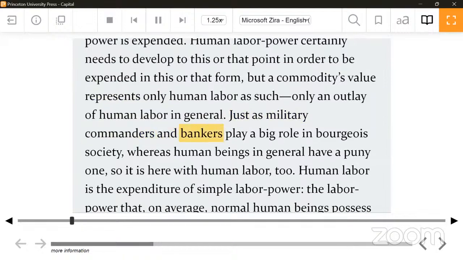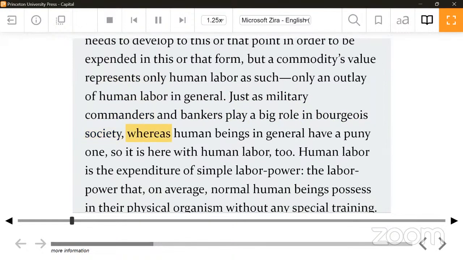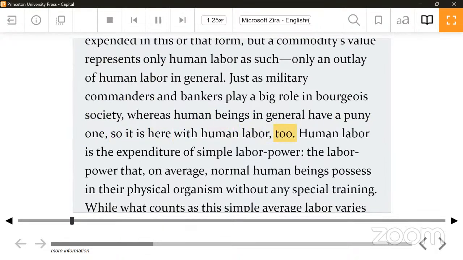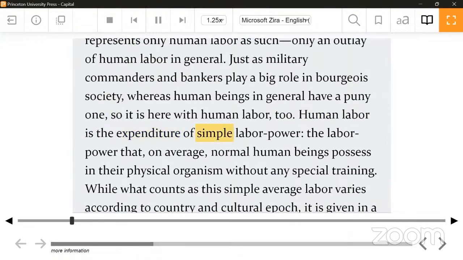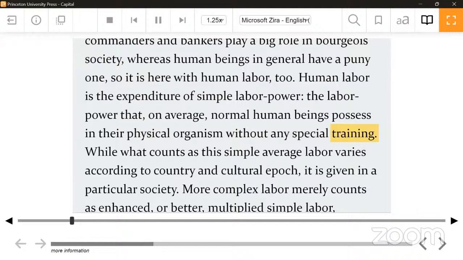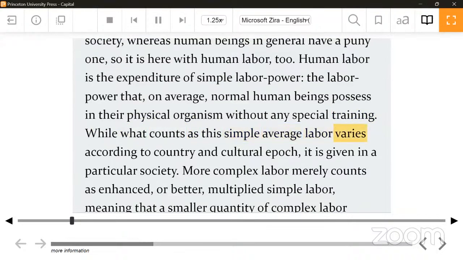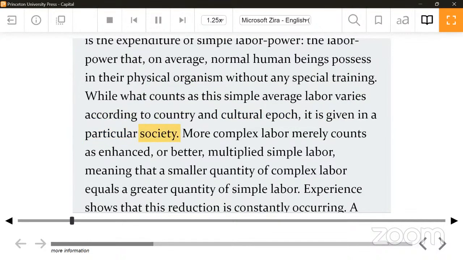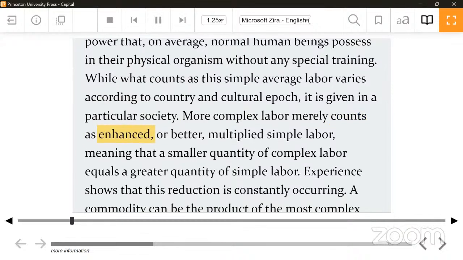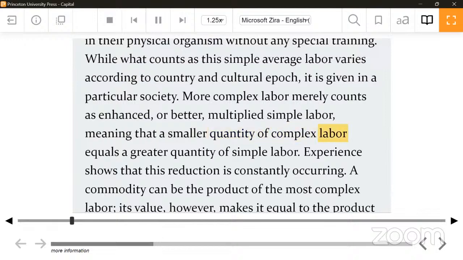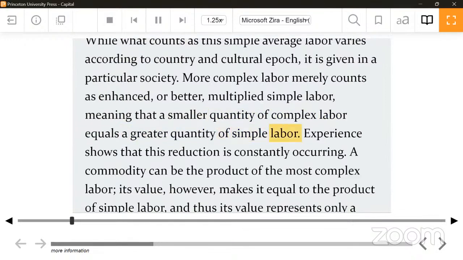Just as military commanders and bankers play a big role in bourgeois society, whereas human beings in general have a puny one, so it is here with human labor, too. Human labor is the expenditure of simple labor power, the labor power that, on average, normal human beings possess in their physical organism without any special training. While what counts as this simple average labor varies according to country and cultural epoch, it is given in a particular society. More complex labor merely counts as enhanced, or better, multiplied simple labor, meaning that a smaller quantity of complex labor equals a greater quantity of simple labor.